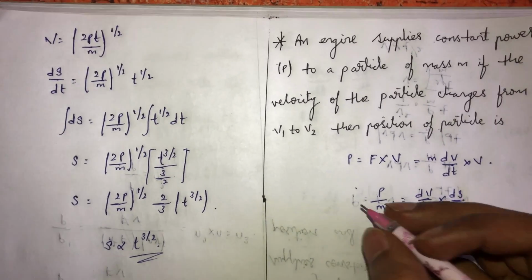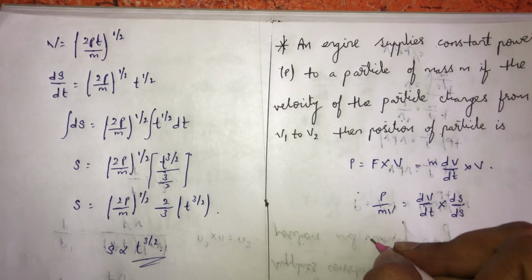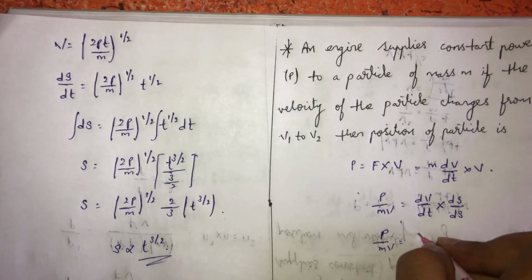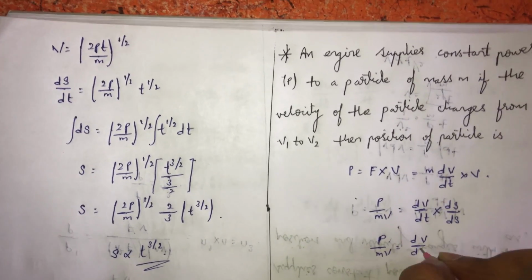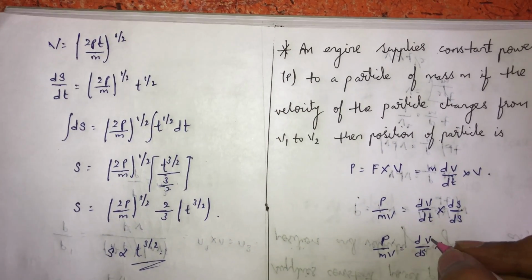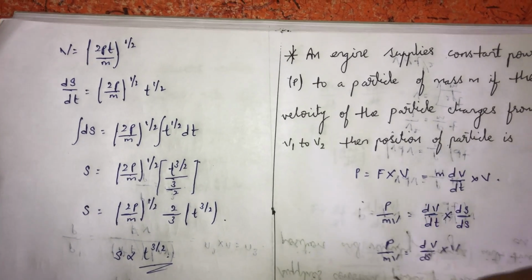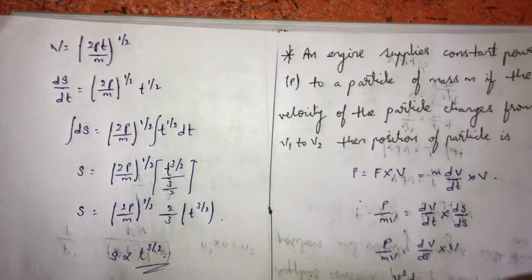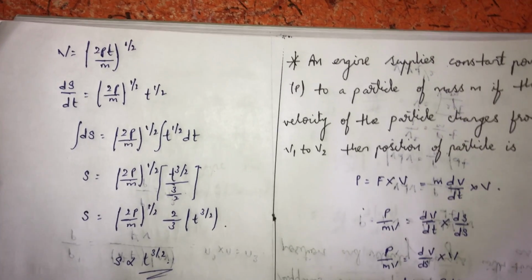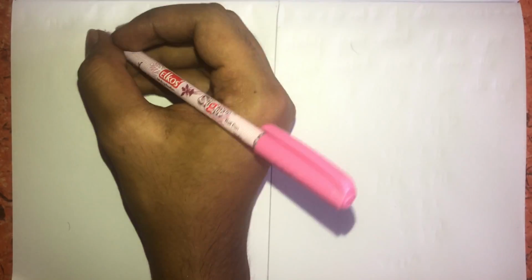Now let me multiply by the rate of change of displacement in the numerator and the denominator. The rate of change of displacement by time is equal to velocity. So P by mv equals dv by ds into ds by dt, which is velocity. So v squared dv will be equal to P ds by m. Now we integrate on both the sides.